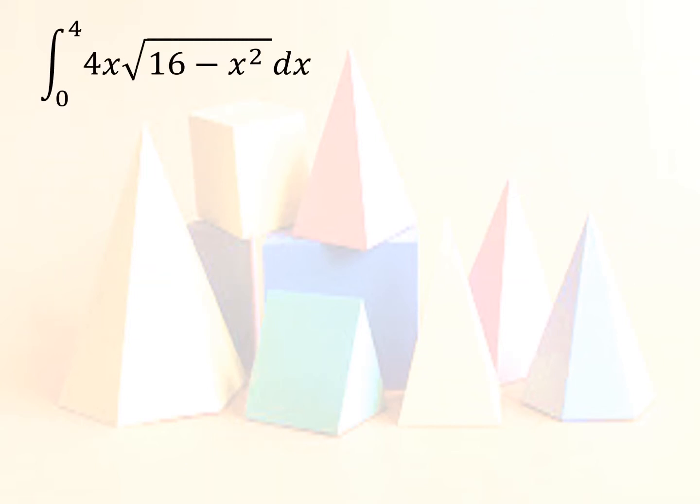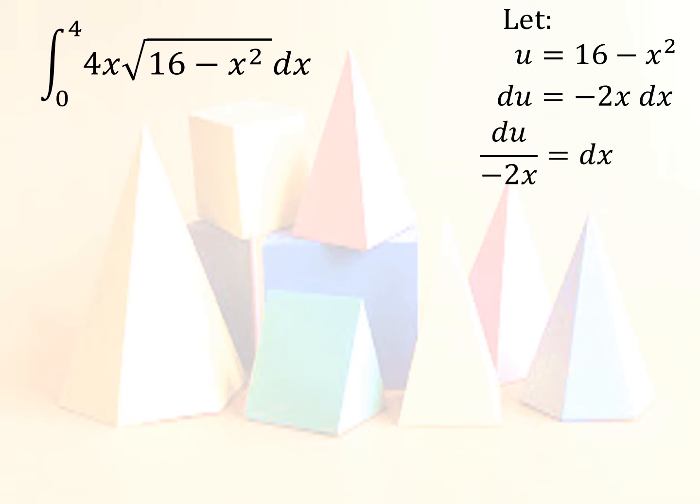So let us have example number 2. We are going to integrate 4x times the square root of 16 minus x squared dx from 0 to 4. The first step that we are going to do, u is equal to 16 minus x squared, and then we are going to get the derivative of u. So du equals negative 2x dx. From here, we are going to solve for dx. So we are going to divide both sides by negative 2x. So du over negative 2x is equal to dx, or dx is equal to du over negative 2x.